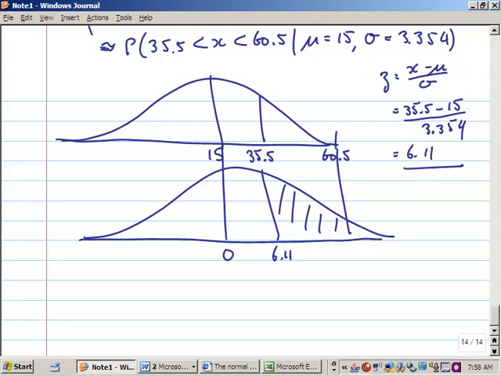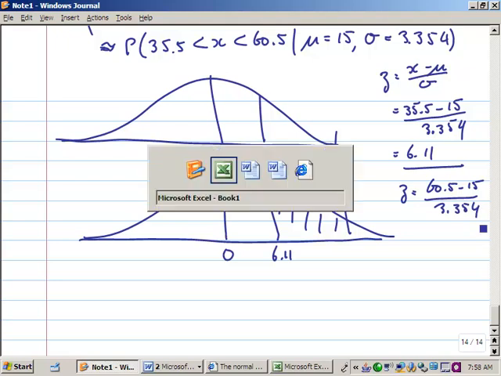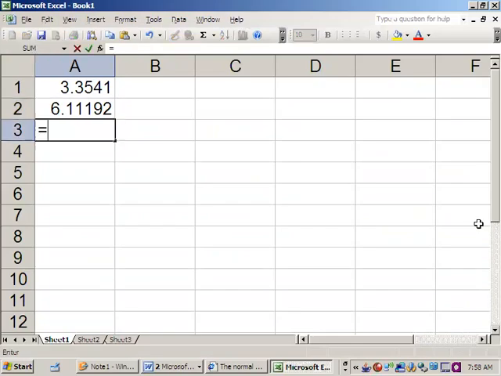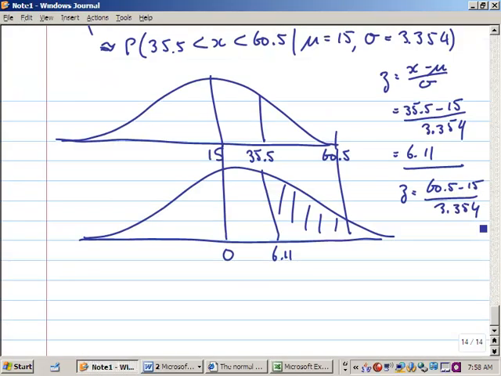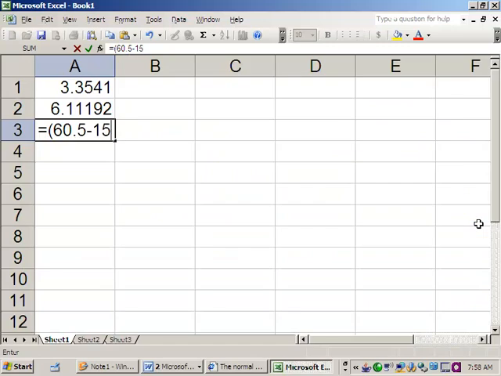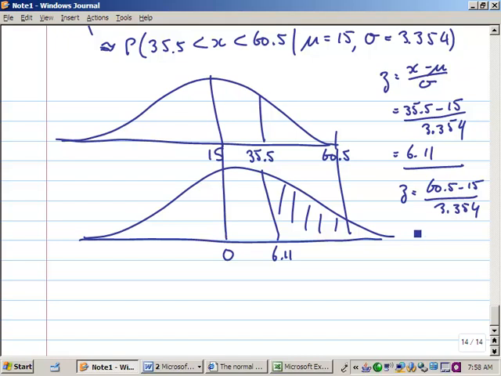Okay, so the lower limit is way out there, so that upper limit is going to be a long way out, right? 60.5 minus 15 divided by 3.354. So nearly useless figuring that out. Okay. Anyway, that's 60.5 minus the mean, 15, divided by the standard deviation. And that's going to be, as I said, a lot further out. 13.57.